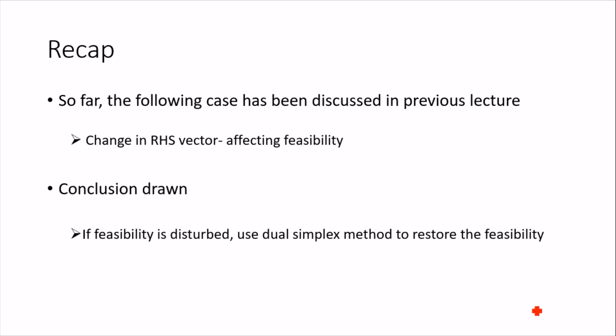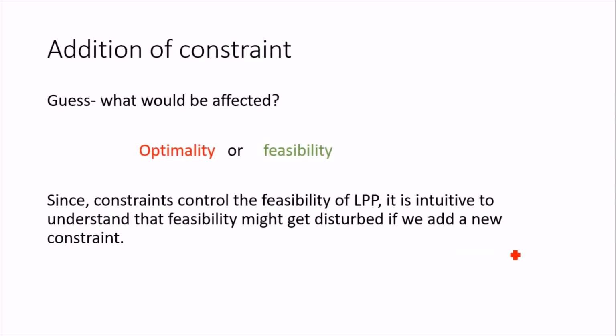Before we start, let's have a recap of what we have done so far in the previous lecture. We have already discussed the case that when we introduce some changes in the right hand side vector of the constraints, then definitely it affects the feasibility. So what to do in that case if feasibility is disturbed? We use dual simplex method to restore the feasibility or to get the new optimal solution. So let's see what is the effect of addition of a constraint.